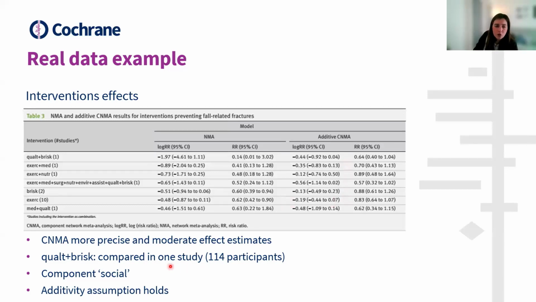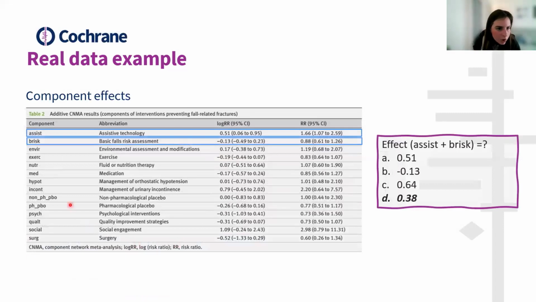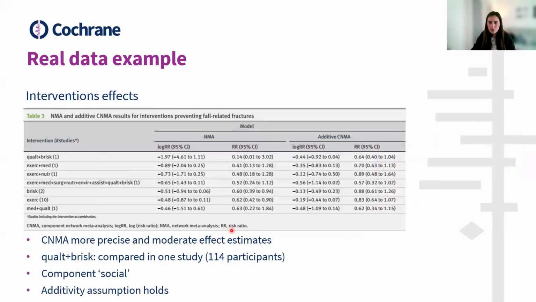So if you look at the data closer, you will find that this combination was compared in only one study. So it is possible that confounding is present here, and the large effect that we observe in network meta-analysis reflects the study characteristics rather than the intervention itself. But keep in mind that confounding may also be present in component network meta-analysis if components are observed in only a few studies or in only a few arms. This is the case for the component social, and that is why, if you go to previous slides, social has a very large effect estimate compared to the rest, and it is accompanied by a large confidence interval.